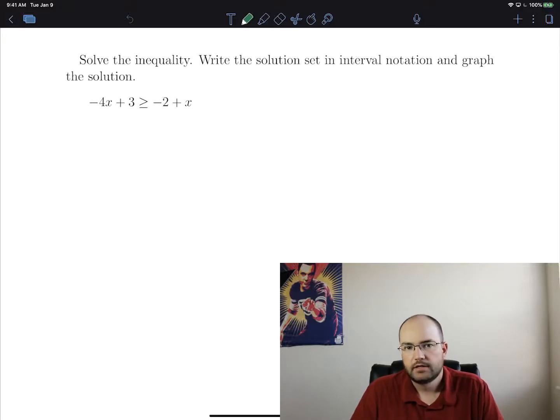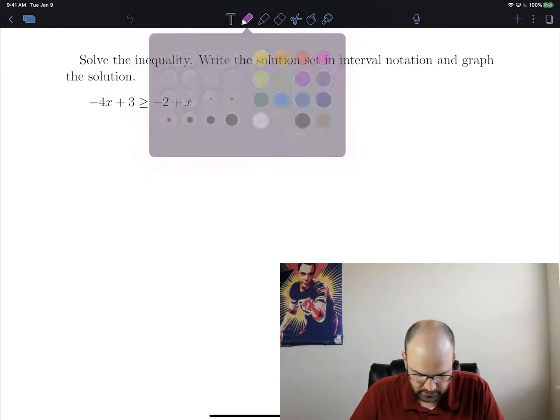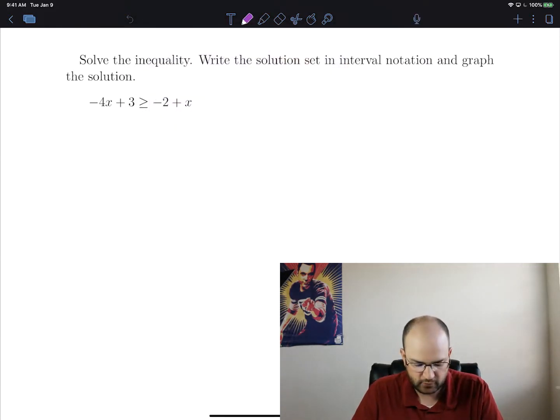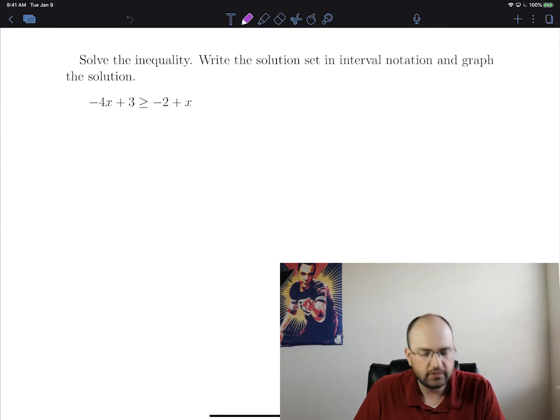Hello. In this example, we want to solve the following inequality, write the solution set in interval notation, and graph the solution. Okay. So for this one, we just have negative 4x plus 3 is greater than or equal to negative 2 plus x. So here, we don't need to distribute anything, so we need to just get all x's on one side and everything else on the other.